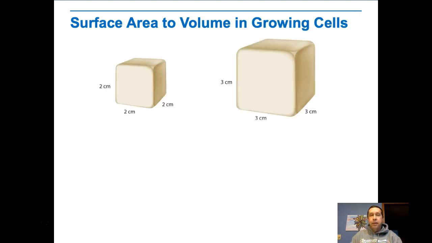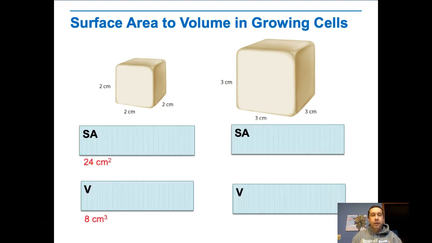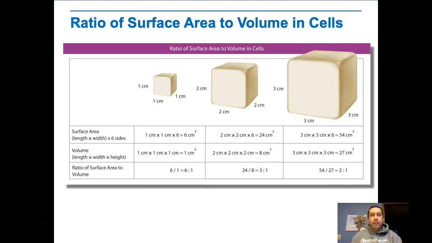As cells get bigger, like a 2 by 2 by 2 or a 3 by 3 by 3, the surface area doesn't grow as fast as the volume does. So you can see in the 2 by 2 you've got 24 to 8, which is basically a 3 to 1 ratio. And then 54 to 27, again, a little bit less. So here's the surface to volume ratios for the 3 cubes we talked about. You can see it goes from a 6 to 1 to 3 to 1 to 2 to 1. So the amount of surface area, the stuff that gets things in and out of the cell, is not increasing as fast as the stuff inside the cell.